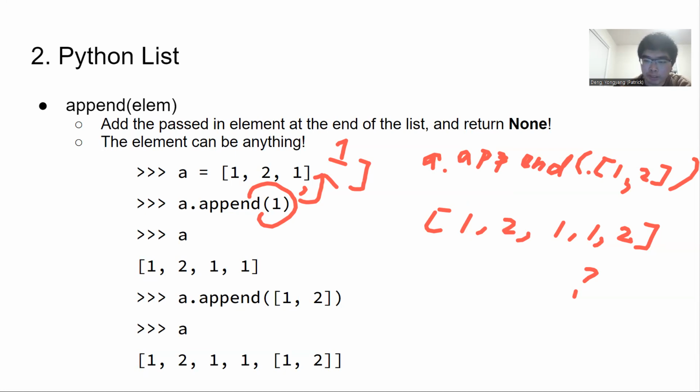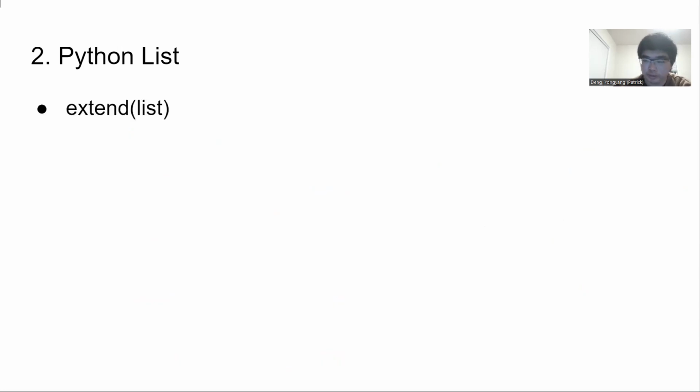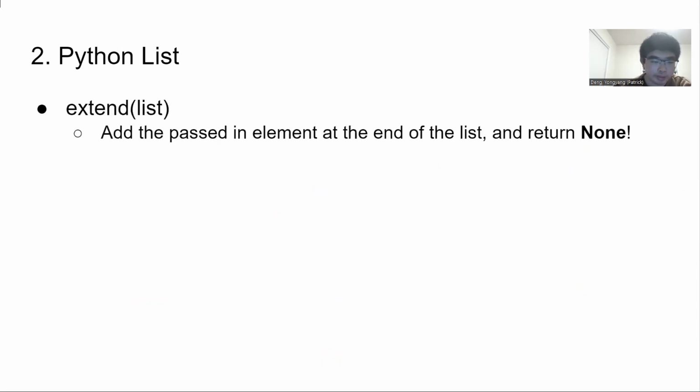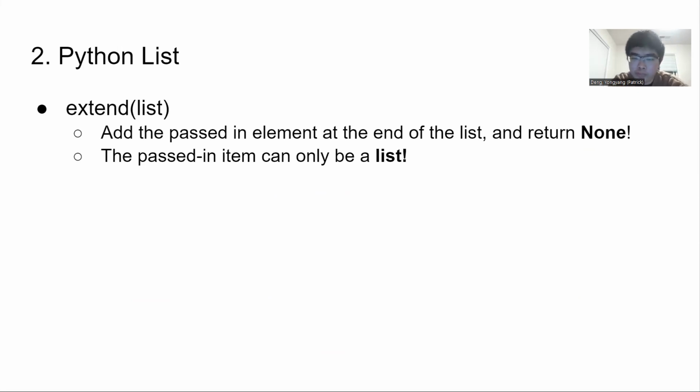But we also have a method, since we only accept lists, where we can extend the list so that you do not have to do append twice. So which is extend. Extend is to add the passing element at the end of the list and returns None. But the passing item can only be a list. So you cannot pass in something else. You only have to pass in a list if you want to use extend.